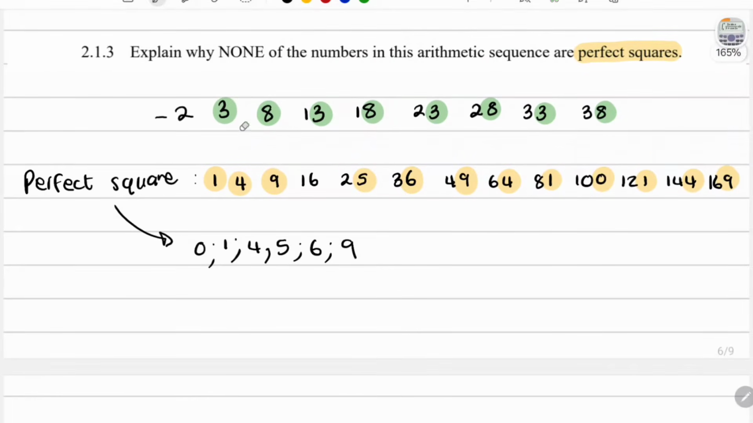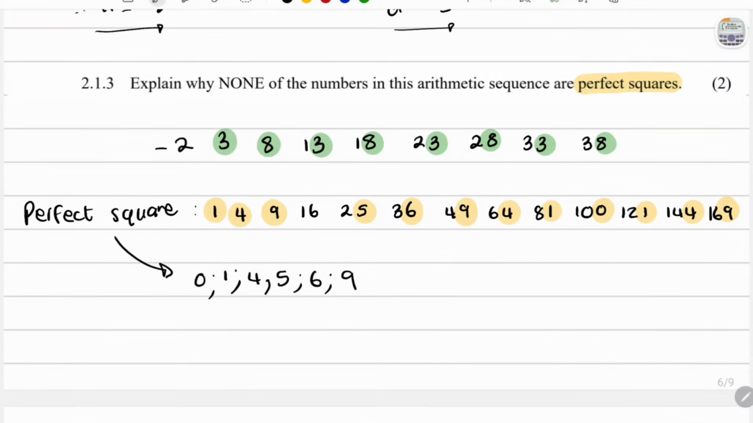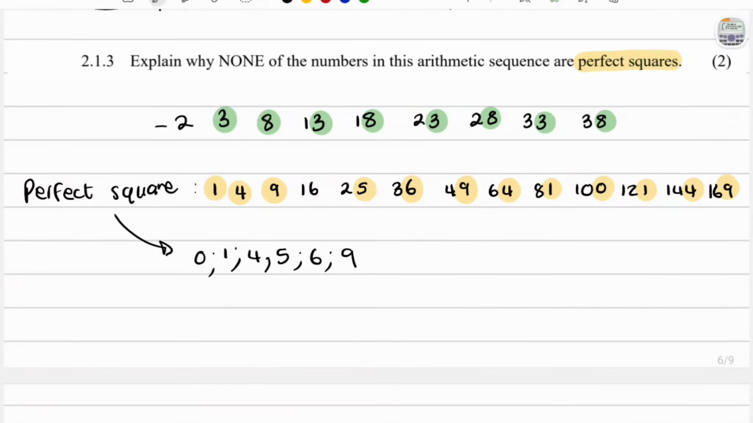And as you can see, these ones end with either a 3 or an 8, except of course for the -2. But -2 is not even a perfect square either. Okay, so our answer is that the reason none of the numbers in this arithmetic pattern is going to be a perfect square is simply because perfect square numbers end with these, while these numbers in this pattern will always end either with a 3 or with an 8. Of course, that's excluding the first term.